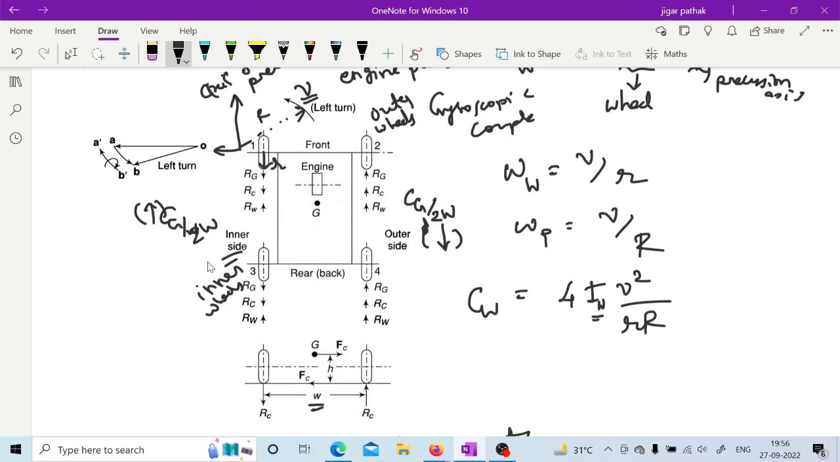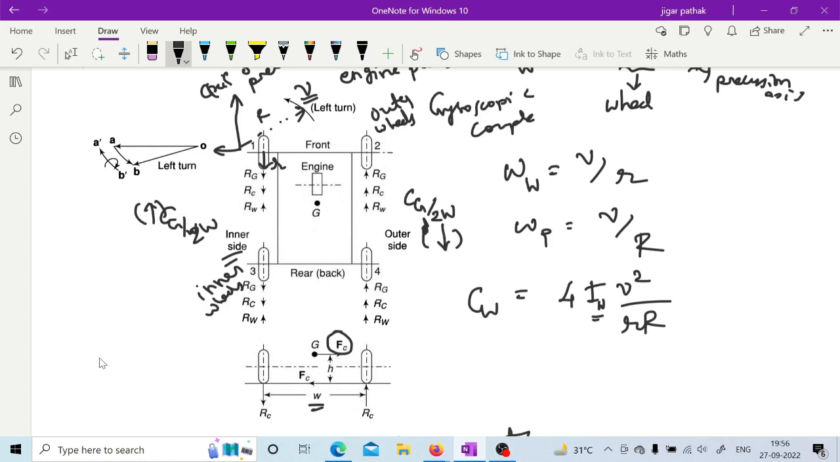So this is how you are having Cg by 2W on each wheel. On the outer side it is downward and on the inner side it is upward. Now once you have this, one more thing you need to take care about is the centrifugal force. So how is this centrifugal force going to affect these reactions?